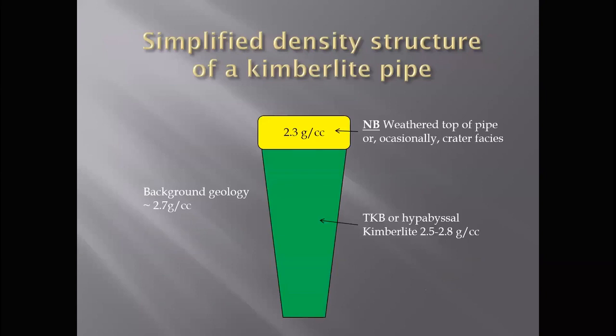Simplified density structure of a kimberlite pipe is generally that the top 30 meters or so in any given weathered terrain is less dense than the main body of the kimberlite beneath it, because it's weathered. So essentially we get yellow ground or crater facies on top. The density is down at approximately 2.3 grams per cc, and often the main body of the kimberlite, I'm sure we don't use these terms anymore, I've been out of De Beers for a while, but what we used to call TKB or hypabyssal kimberlite, is often more like 2.5 to 2.8 grams per cc. So we're looking for a little gentle density low on top of the kimberlite pipe. And if this is, say, quartzite, which is 2.7, it's going to stand out nicely as a low.